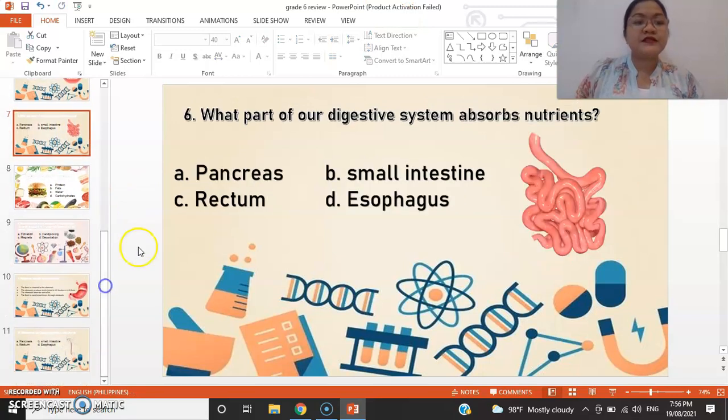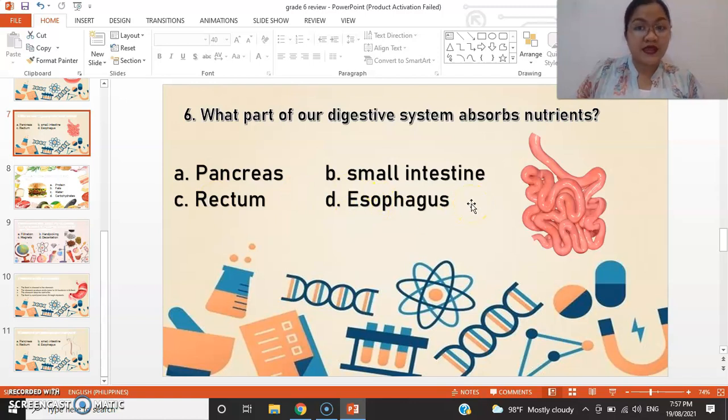Next, number 6. What part of our digestive system absorbs nutrients? Again, what part of our digestive system absorbs nutrients? Letter A, pancreas. Letter B, small intestine. Letter C, rectum. Letter D, esophagus.